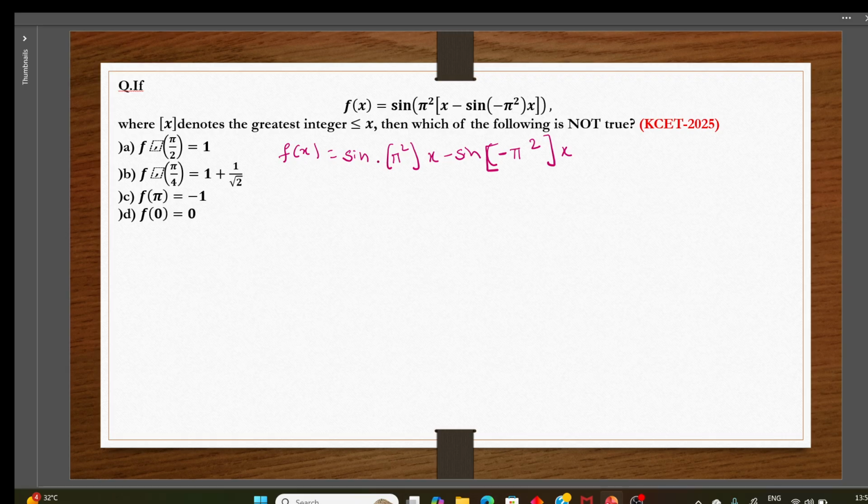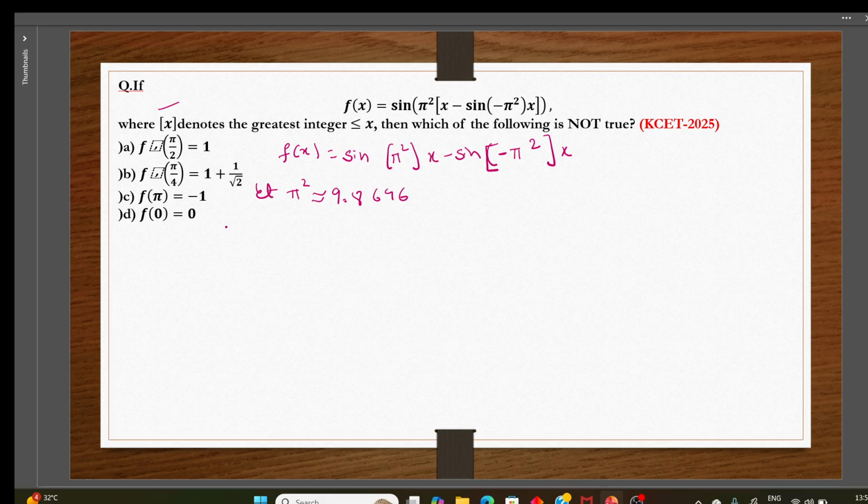f of x is equal to sine of pi square into the greatest integer of x minus sine of minus pi square into x. Here the bracket denotes the greatest integer which is less than or equal to x, and then which of the following is not true? So here pi square is there. We know pi square is approximately equal to 9.8696. Correct. Pi square value is approximately 9.8696.